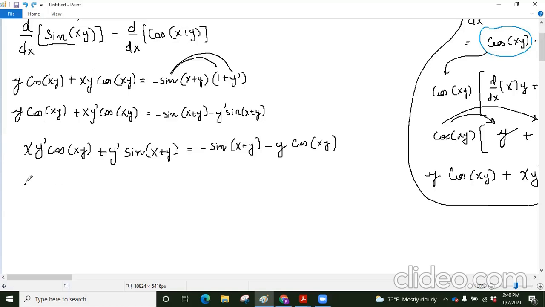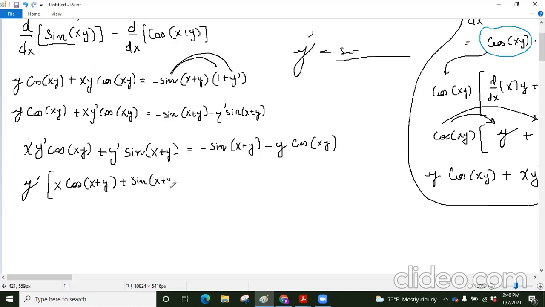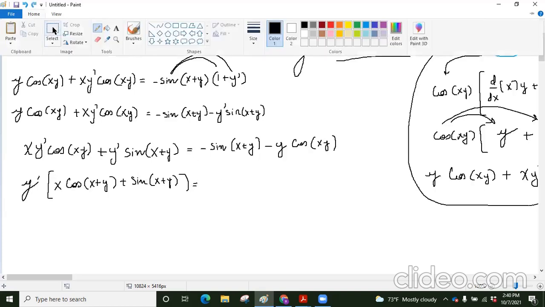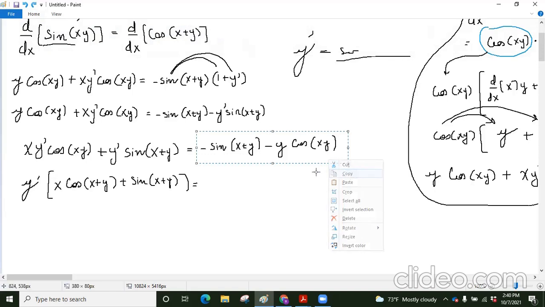And what you'd want to do at this stage is factor out a y prime. And remember, this is not random. What we want to be able to do is say, okay, y prime equals something, right? That's what we're trying to do. We're going to factor out y prime and get that alone, and then we're going to get y prime equals something. So if we factor that out, we're going to be left with x cosine of xy plus sine of x plus y equals everything we had on the right.